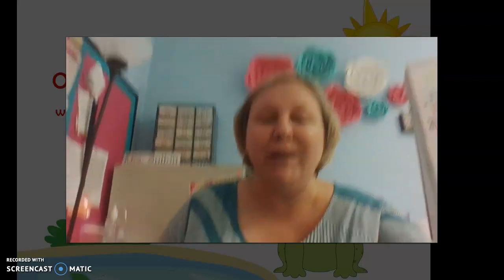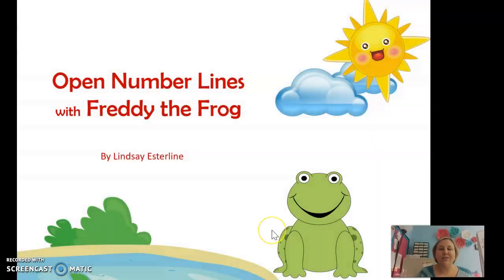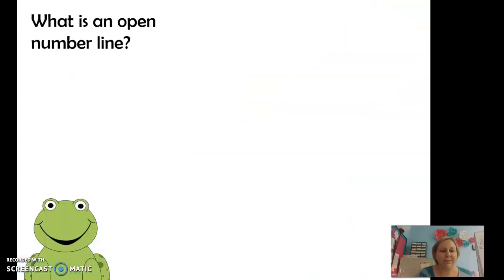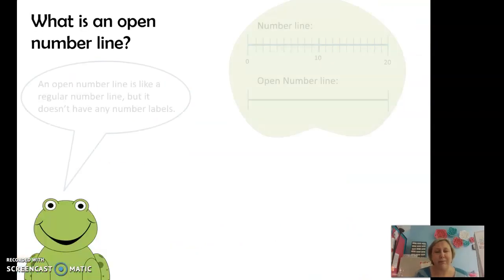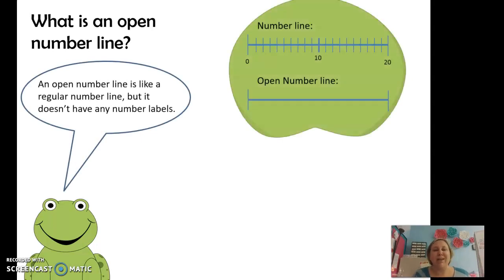Today, we are going to learn a new strategy called an open number line. So let's get started. Here's our open number line with Freddy the Frog. So what is an open number line, you might be asking? An open number line is like a regular number line, but it doesn't have any number labels already on it. On regular number lines, you can see the little tick marks, these little dashes, and then the number 10, and then it counts up 10 more tick marks to 20. An open line doesn't have those ticks on it for us.